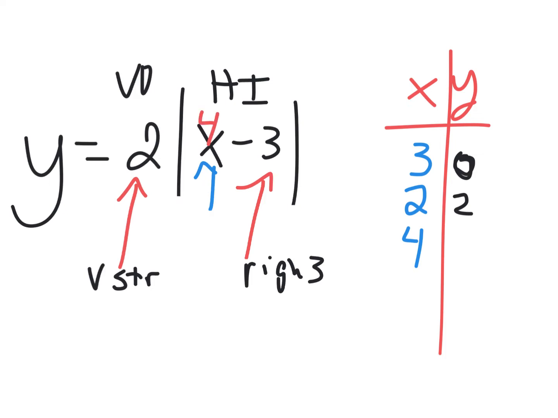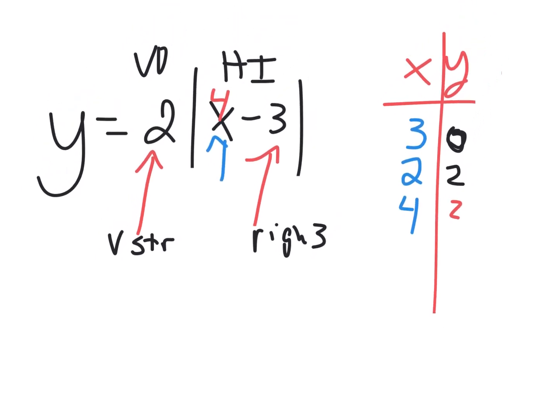When I put in a 4, I'll do that one. 4 minus 3 is 1. Absolute value of that is 1. 1 times 2 is 2. Now, before I actually graph those, I want to just sketch it.